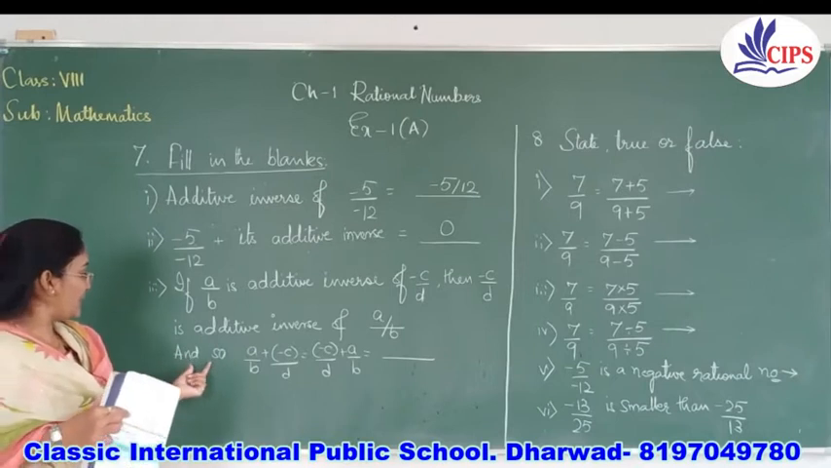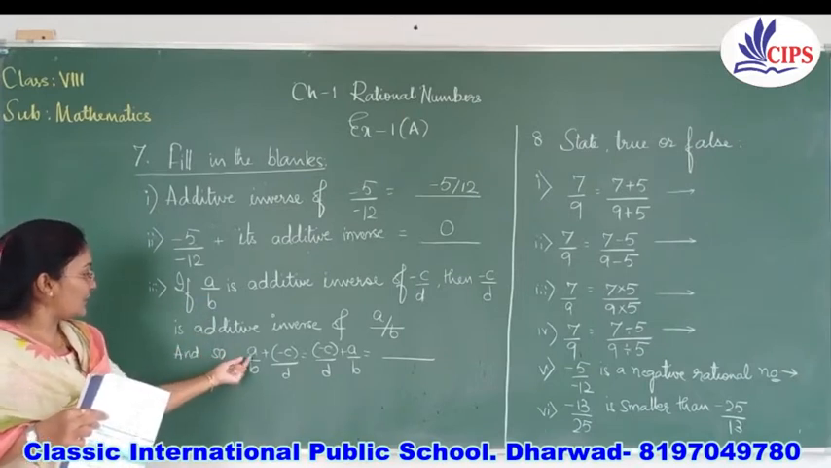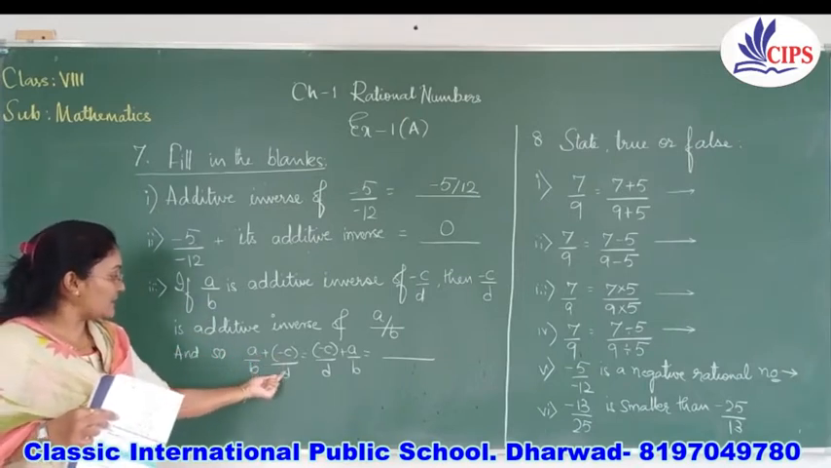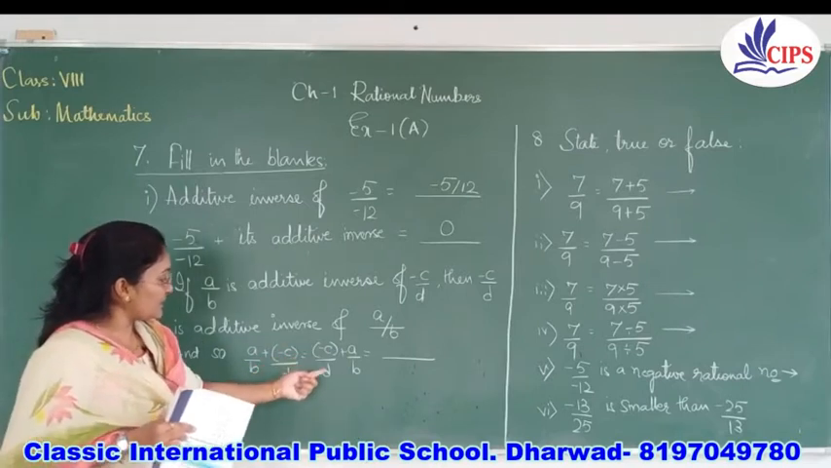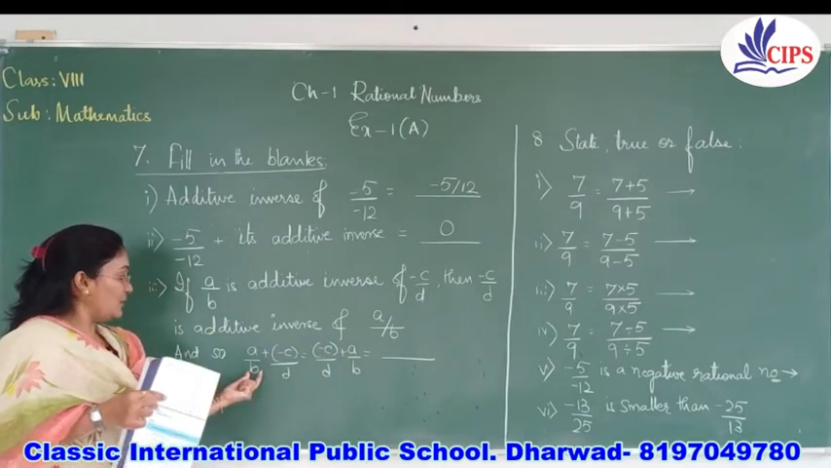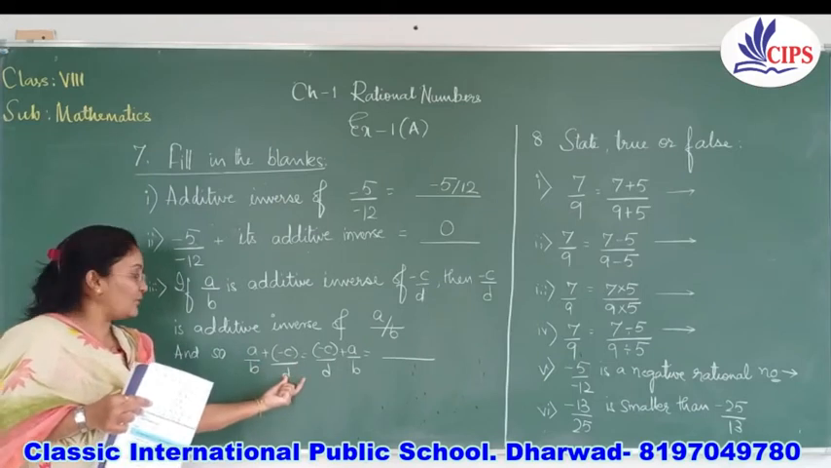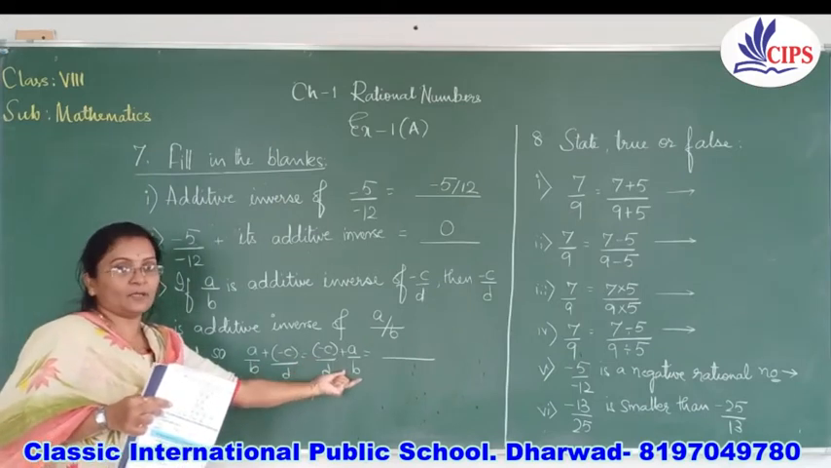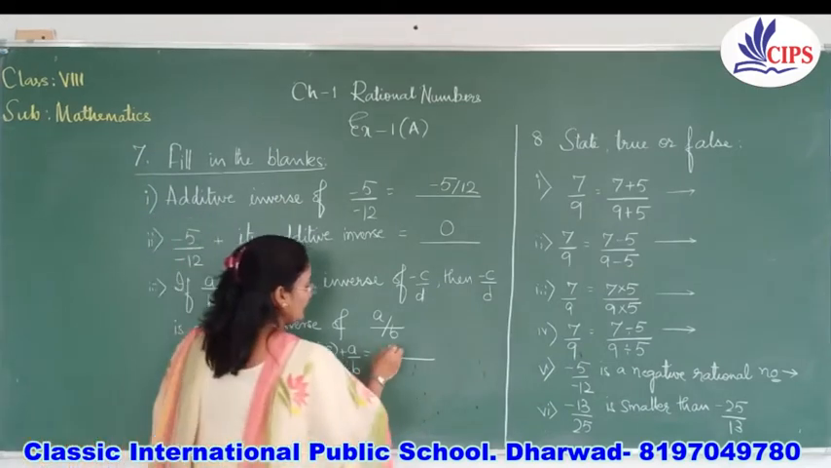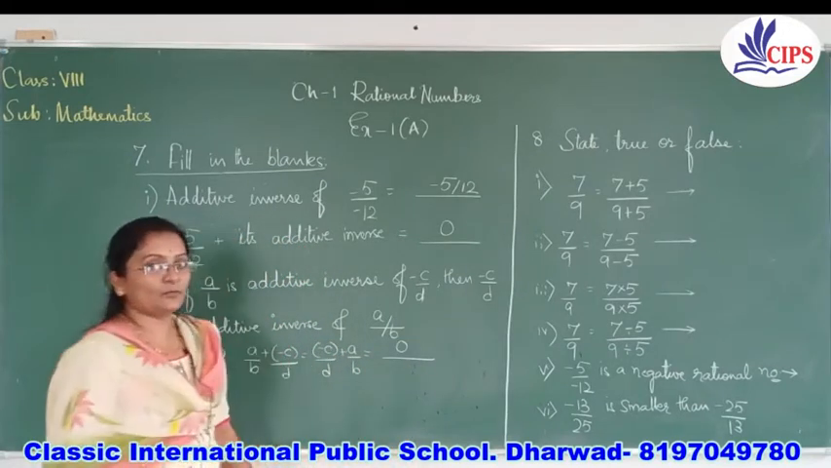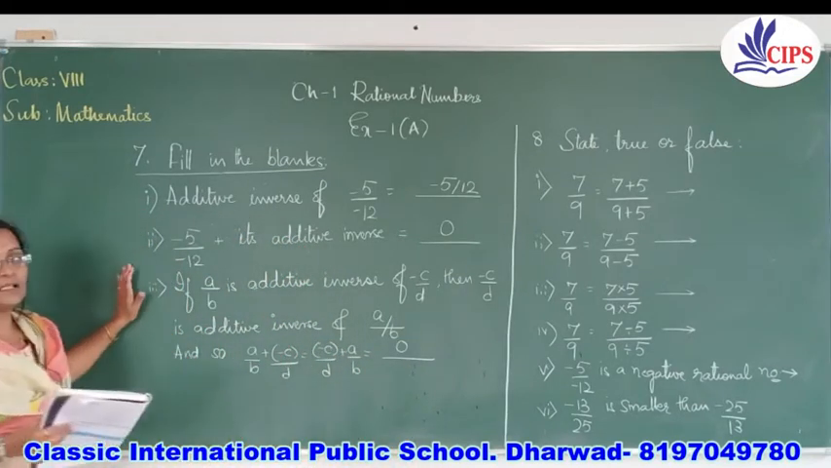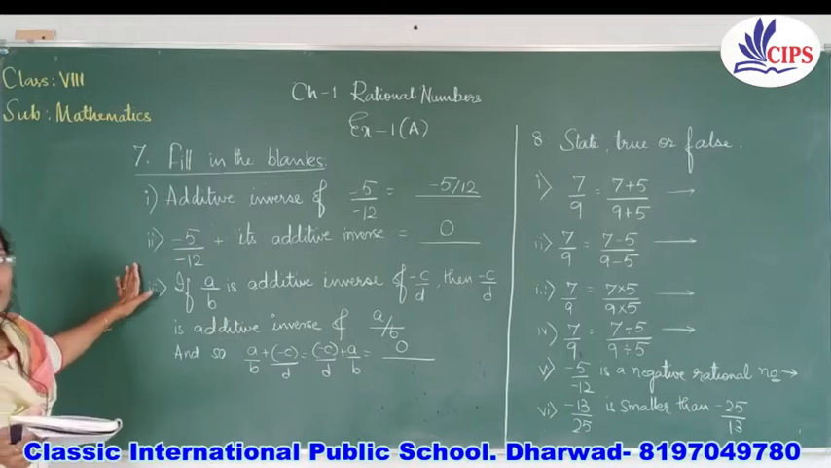And again they have given, related to that question only, A by B plus minus C by D, plus minus C by D plus A by B. A number and its additive inverse and the number, when you add those, what you get? You get 0. So we have completed 7th main, and in 8th main we have got true or false.